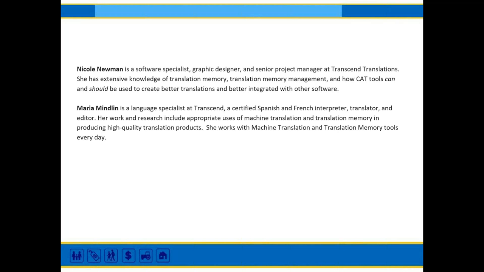And part of my job here at Transcend is, when I work in other languages, I use translation memory in the editing environment, and I also use machine translation mostly for corpora searches to find frequencies of phrasings to determine what's the best choice for different ways of saying things. So these are tools that we use here every day at Transcend, and we'll show you a bit about how we use them on the next slides.